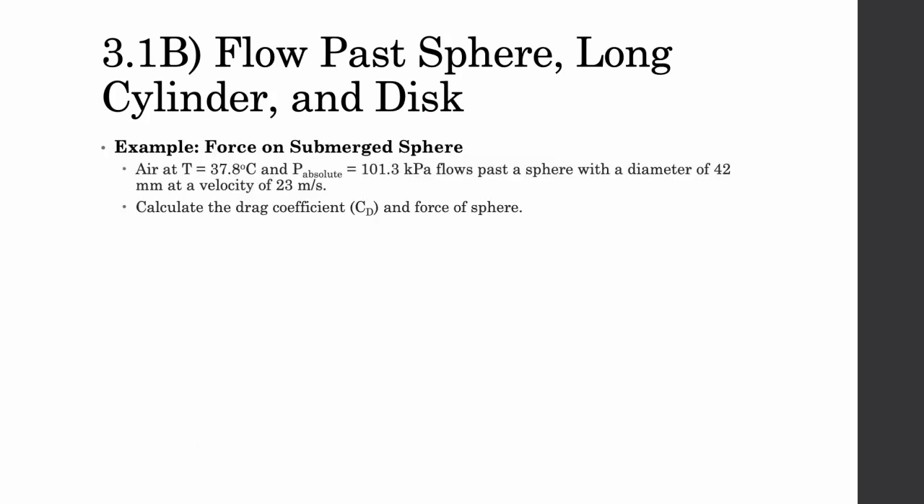So let's solve a problem with this. I have a temperature value and a pressure value, and air flows past a sphere with a diameter of 44 millimeters. We could just convert this off the bat to meters to keep our units consistent. And then we have a velocity. We want to calculate the drag coefficient and the force on the sphere.